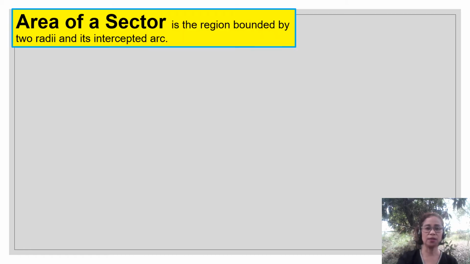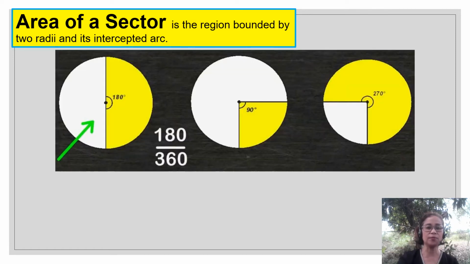The next topic is how to find the area of a sector. What is a sector? It is the region bounded by two radii and its intercepted arc. So here are some illustrations of sectors. In the first one, you have one half of the whole area. It is bounded by two radii and its intercepted arc.